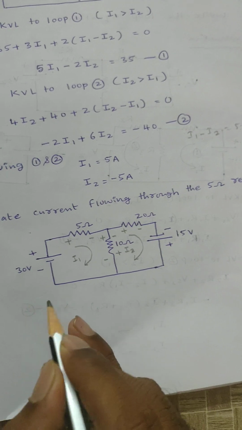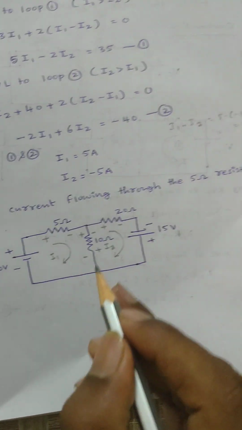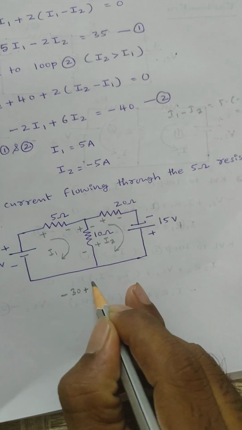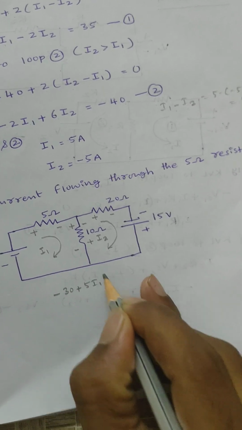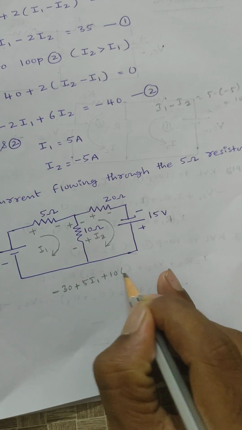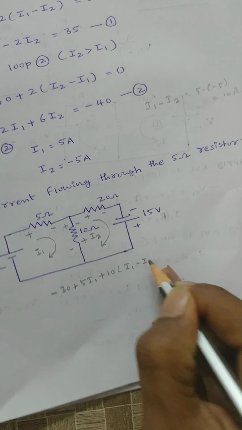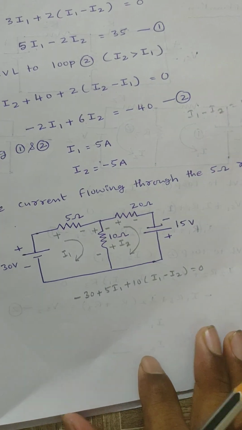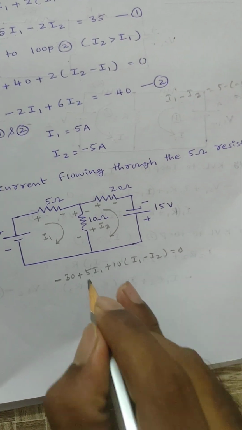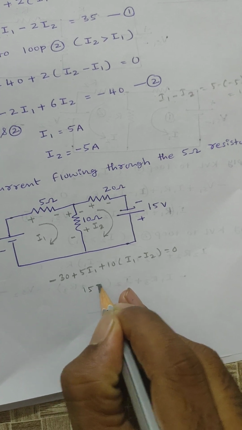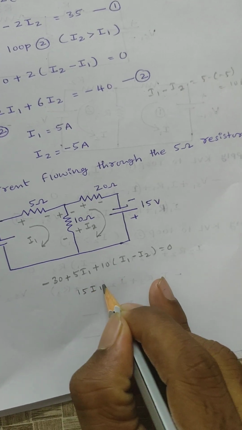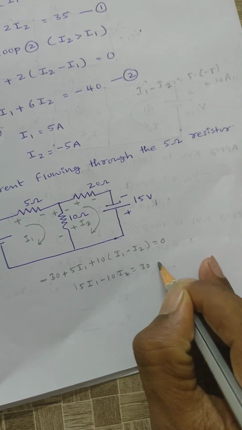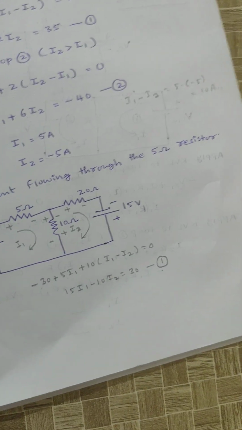now see here, you can apply KVL to loop 1. What you will get: minus 30 plus 5 into I1 plus 10 into (I1 minus I2) is equal to 0. First write the I1 terms: 5I1 plus 10I1, 15I1, minus 10I2 is equal to 30. Assume this is equation number 1.